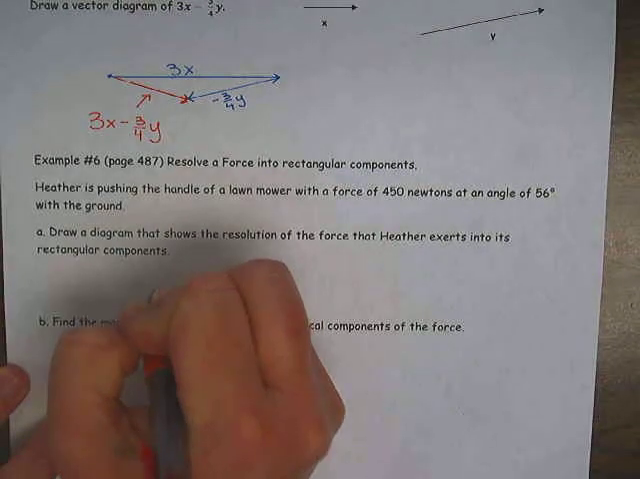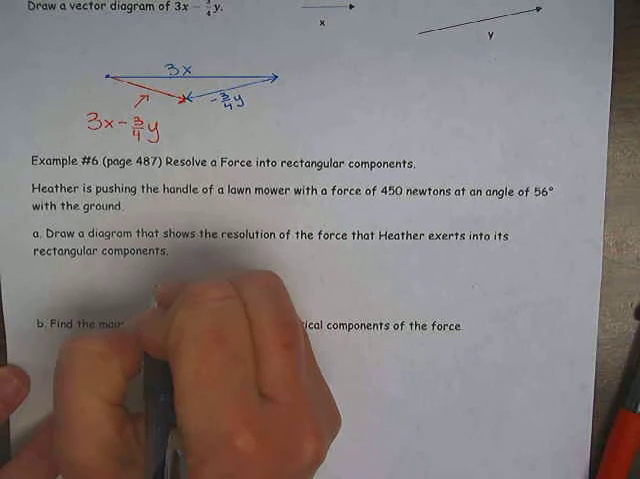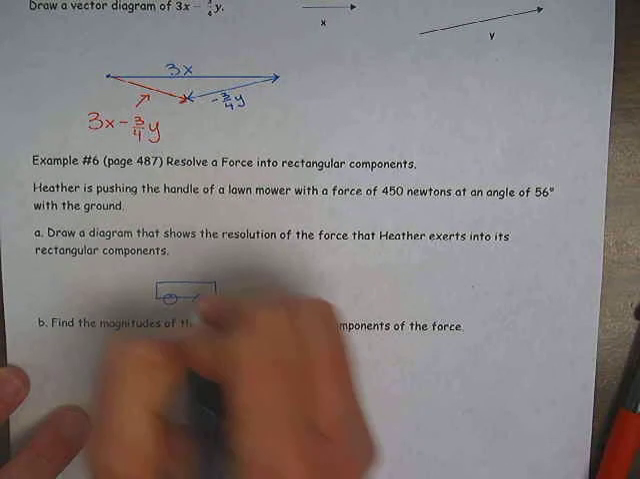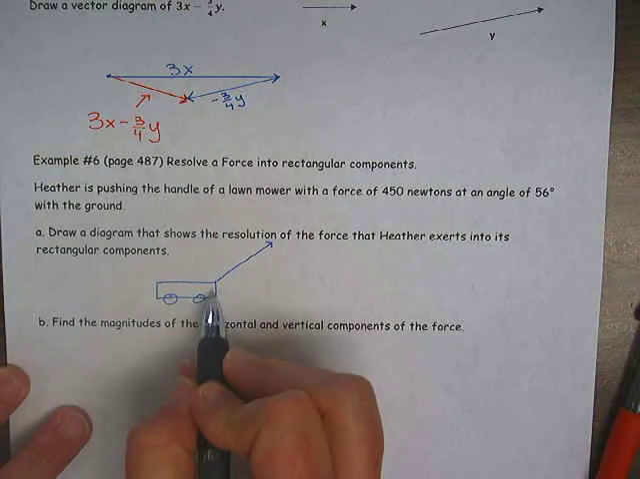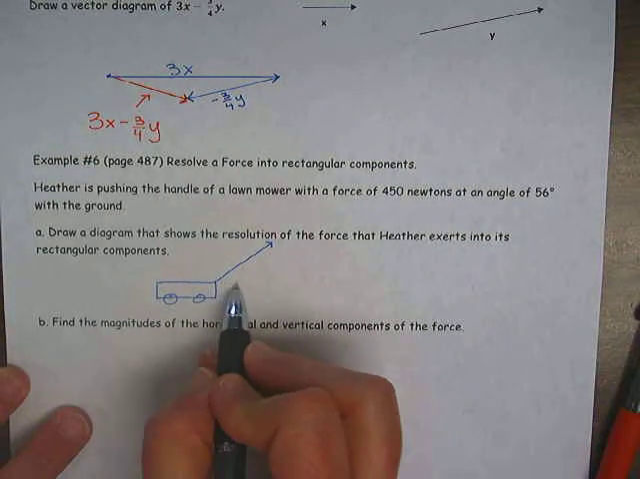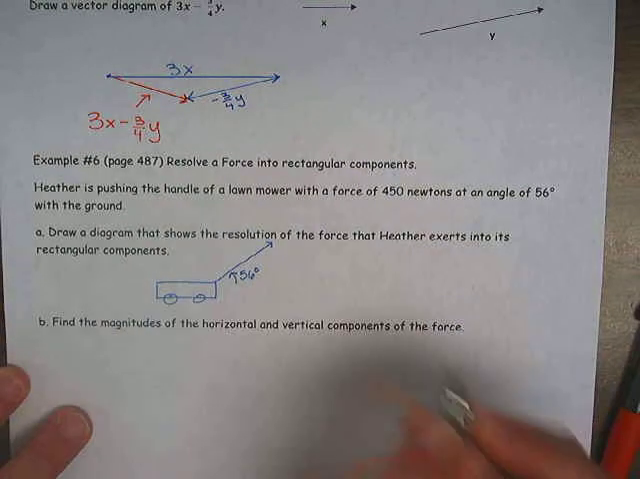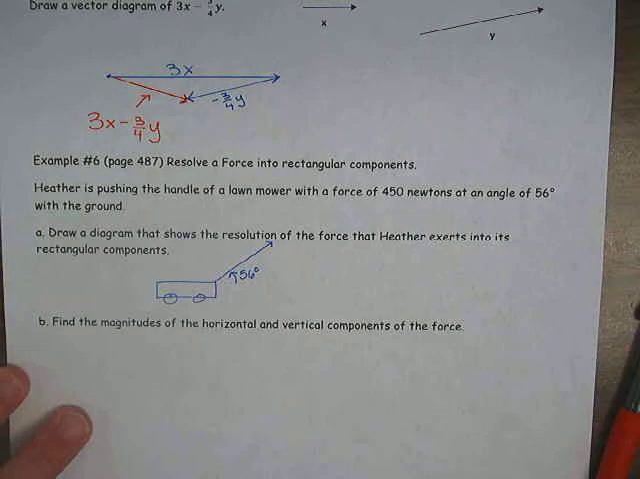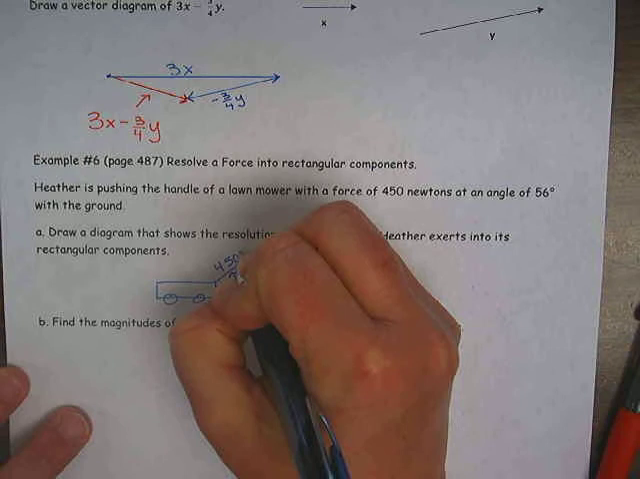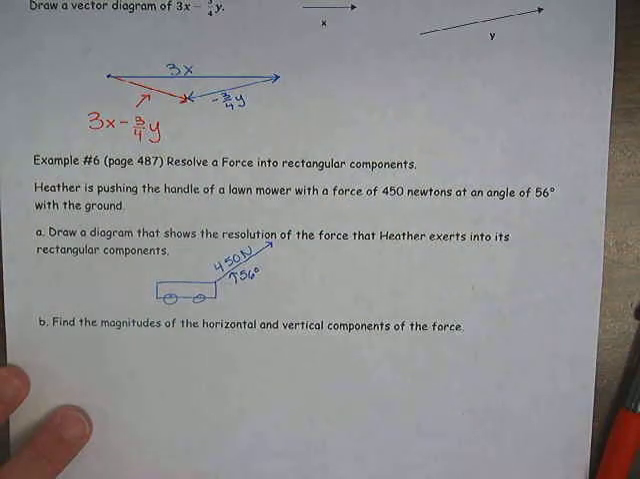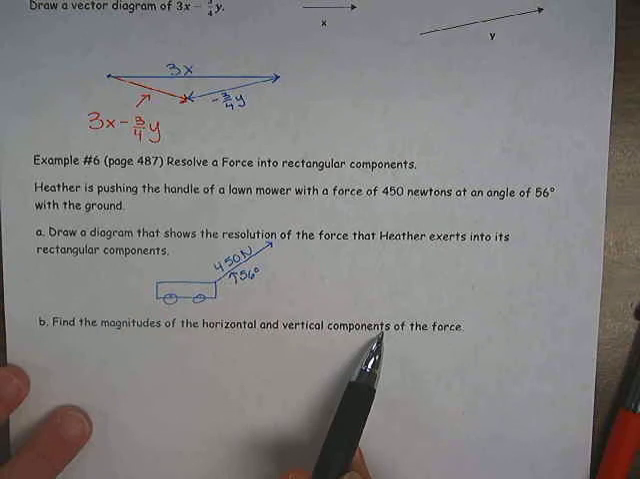So here's my best drawing of a lawnmower here. There's the part with like the wheels, and then here would be the handle. And the 56 degrees, I'm going to represent the ground here. This angle here is 56 degrees. And the force is 450 newtons. So the question asks us to find the magnitudes of the horizontal and vertical components.